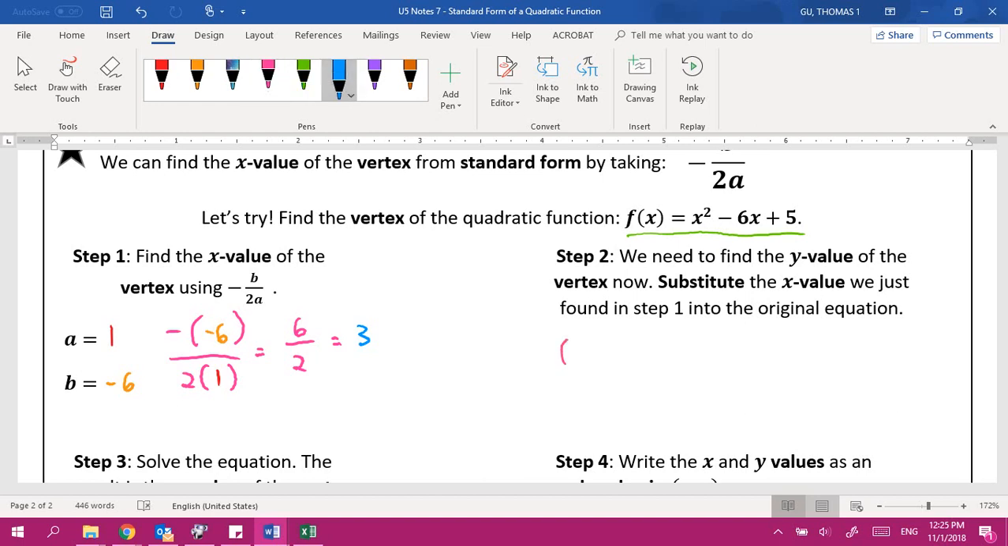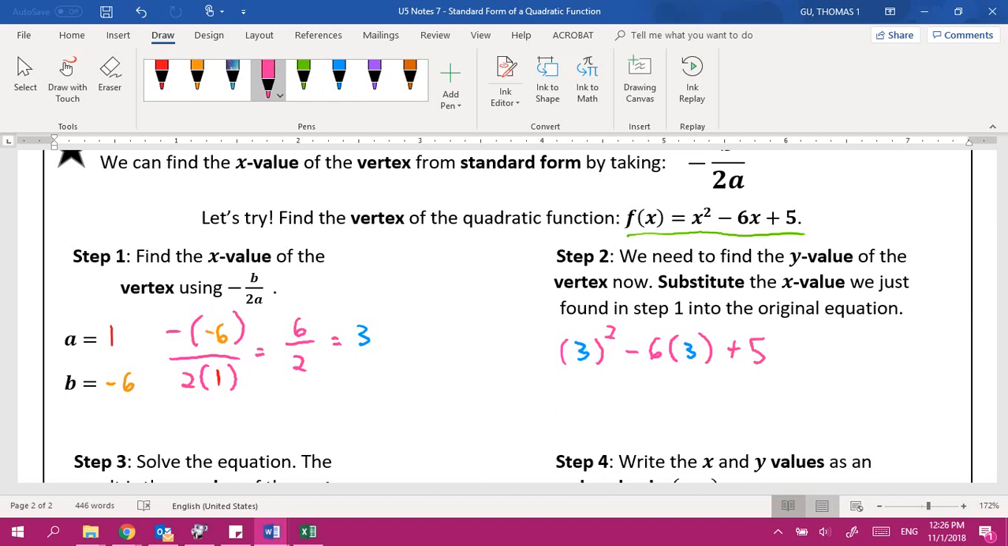3 squared. There's no x. X is gone because we replaced it with a 3. So 3 squared, and then minus 6 times 3 plus 5. That's right. So that's the next step. We replace all the x's with the 3 that we just found.